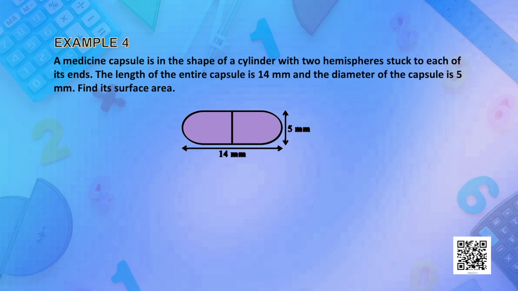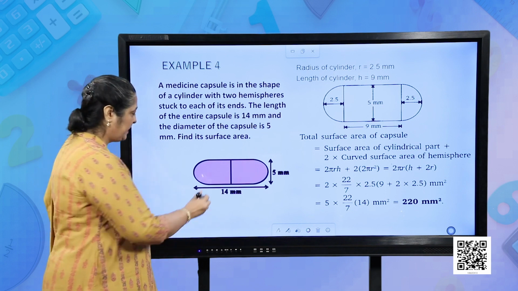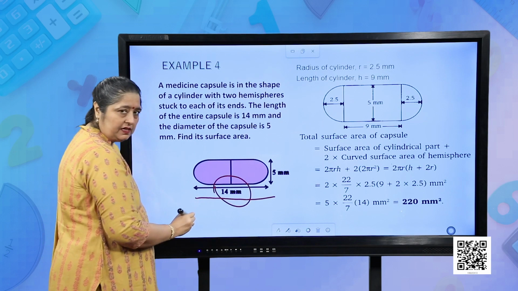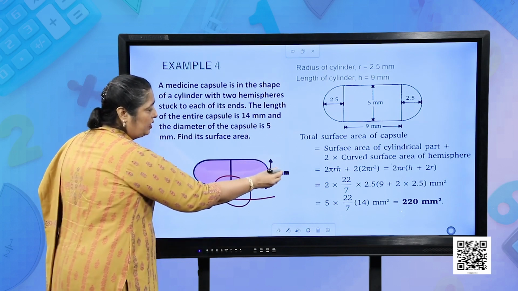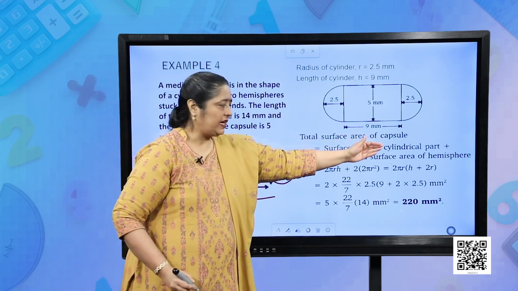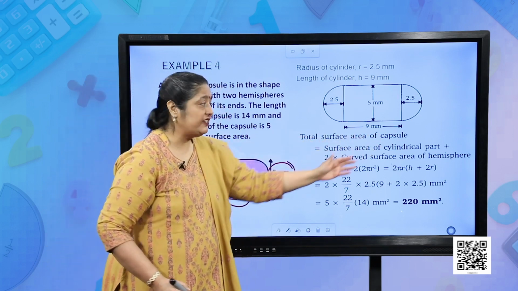A medicine capsule is in the shape of a cylinder with two hemispheres stuck to each of its ends. The length of the entire capsule is 14 millimeter and the diameter of the capsule is 5 millimeter. Find its surface area. Now, in this capsule, what is given? The length of the entire capsule is given as 14 millimeter and the diameter of the capsule is given as 5 millimeter.